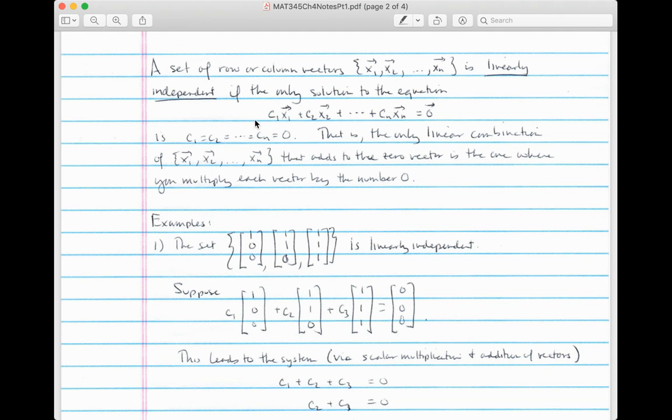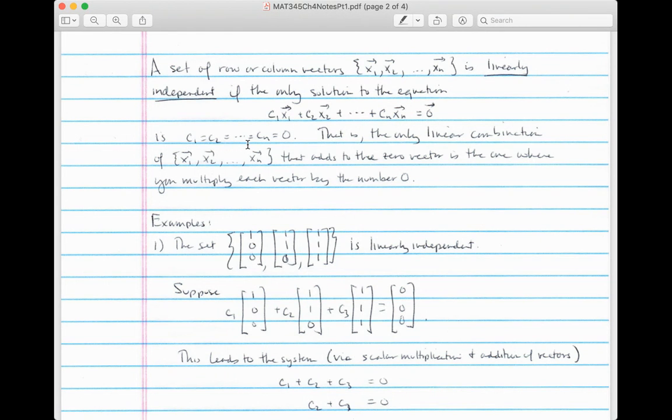We're talking about a set of row vectors or a set of column vectors here. If the only way I can take sums of constant multiples of those vectors and get the zero vector out is for each of the constants in front to itself be zero. Certainly, if I do replace C1, C2, C3, etc. up to Cn with zeros, I will get the zero vector because each of these is the zero vector from scalar multiplication.